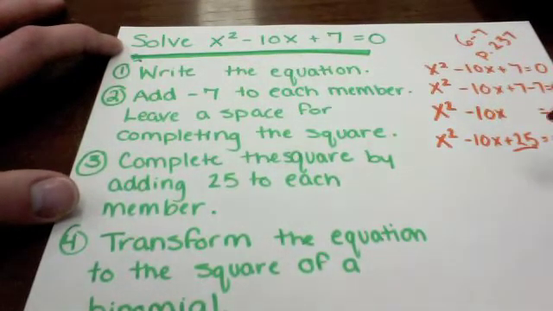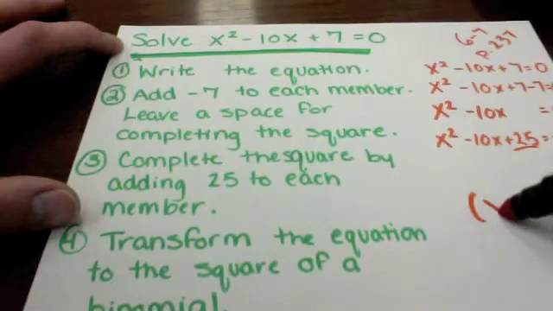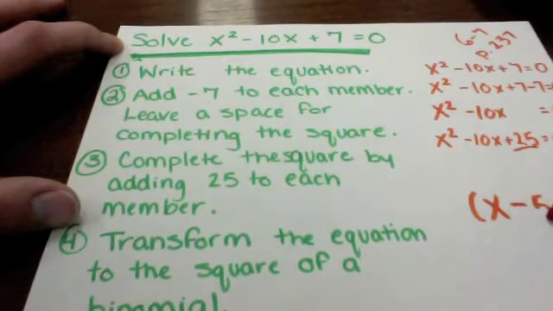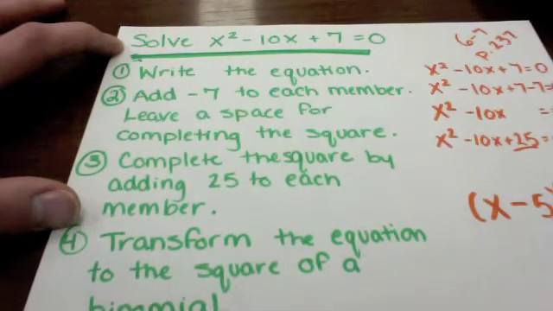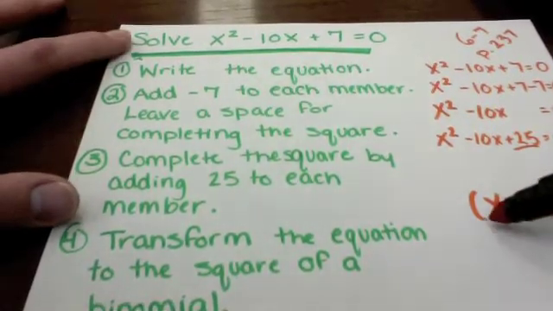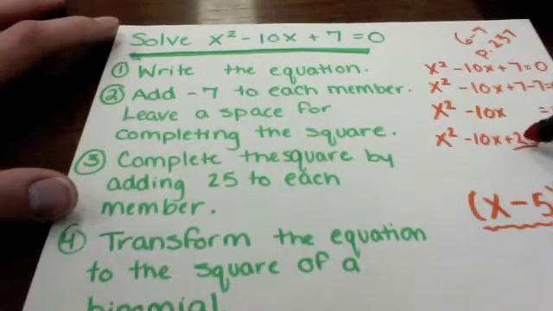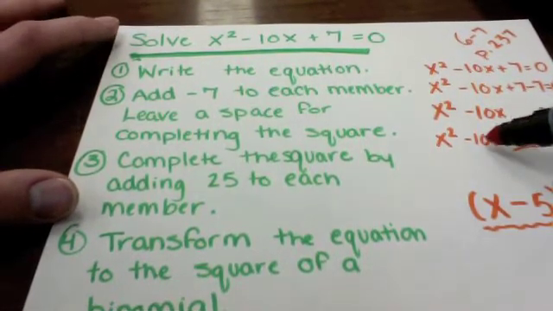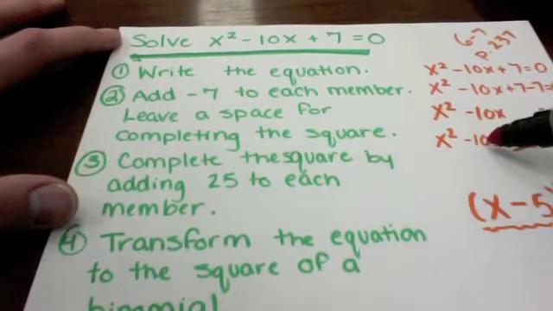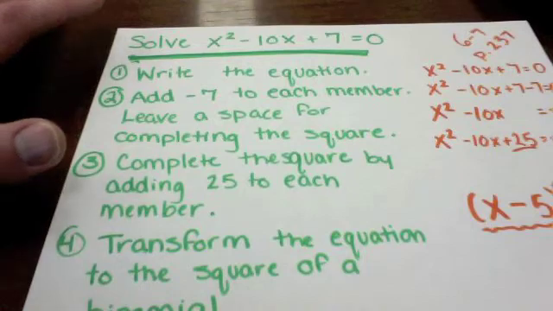Okay? Now we're going to transform the equation to the square of a binomial, okay? So we're going to say x minus 5 squared equals, and negative 7 plus 25 will give me positive 18, okay? The reason we are able to go into this form is because the square root of 25 is 5, and that center term is 2 times 5. Okay? Now this equation is in a form that we can solve.